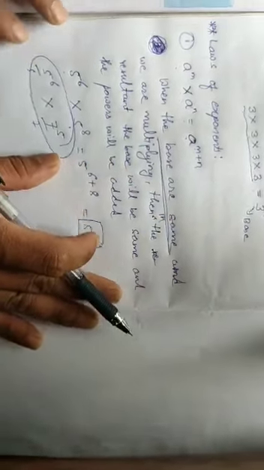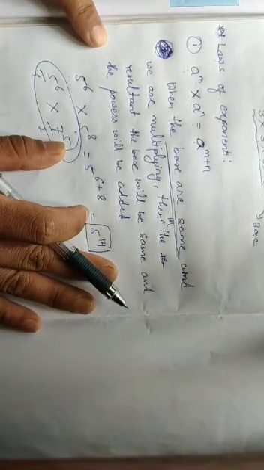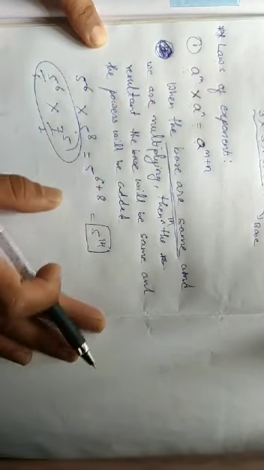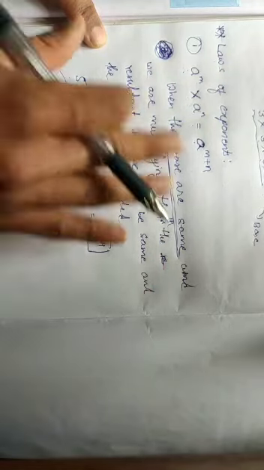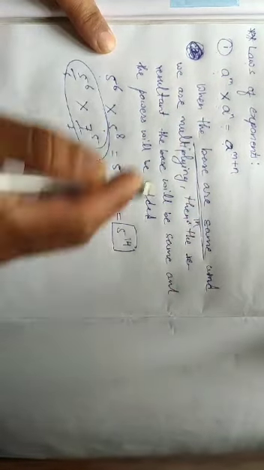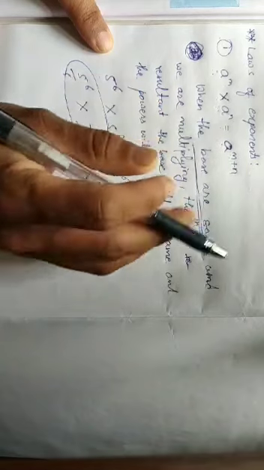So let us start with the laws of exponents. Though we have already studied this in class 7, we'll go through this as quickly as possible. So number 1 is a to the power m into a to the power n equals a to the power m plus n.